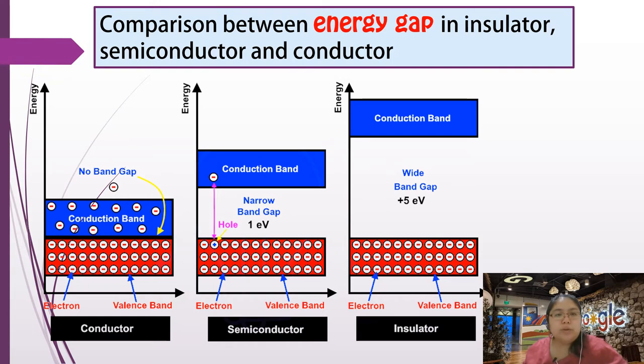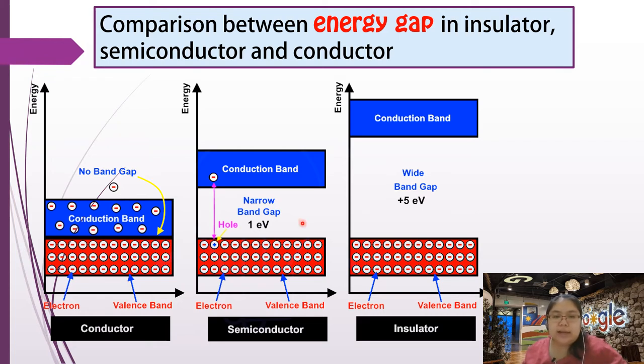Now we go to another one, a comparison of the energy gap between the insulator, semiconductor, and conductor. Let's see the conductor first. Everybody knows conductors conduct electricity easily. That is why the charge carriers, the electrons, can move easily. Can you see the diagram? Here there is no gap. They combine straightforwardly, so we call this no band gap for the conductor. They can straightforwardly conduct electricity and transfer the energy.